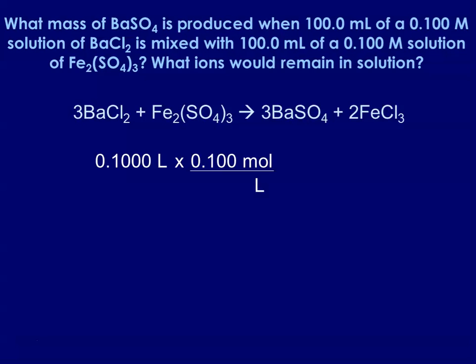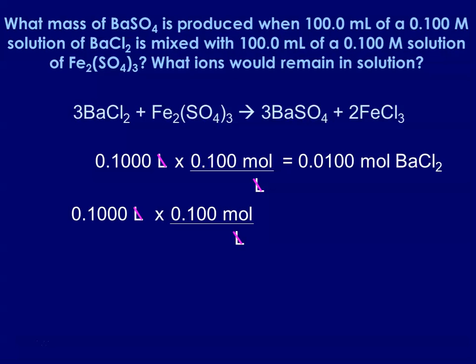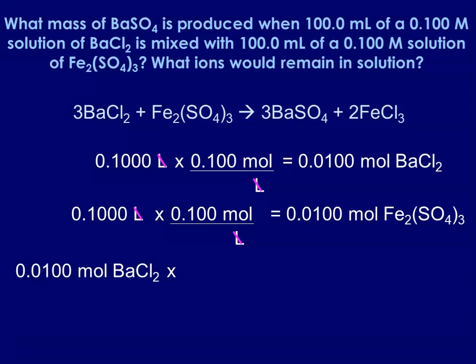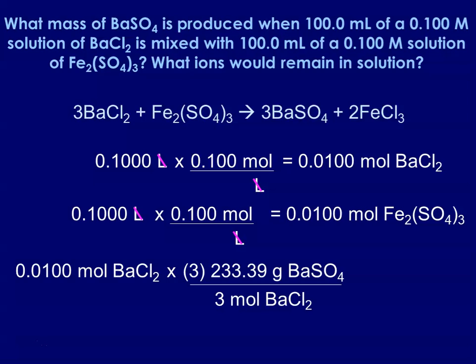I'm going to use the information I have for each of my reactants to find their moles. So I'm going to take the volume and the molarity of barium chloride and the volume and the molarity of iron(III) sulfate to get my moles for both reactants. At this point, I'm going to use stoichiometry, my balanced equation, to relate moles of barium chloride and moles of iron(III) sulfate to a product. It really doesn't matter which product I pick. However, since the question asked me to find the mass of barium sulfate, I'm going to go ahead and convert from the moles of barium chloride and the moles of iron(III) sulfate to grams of barium sulfate.